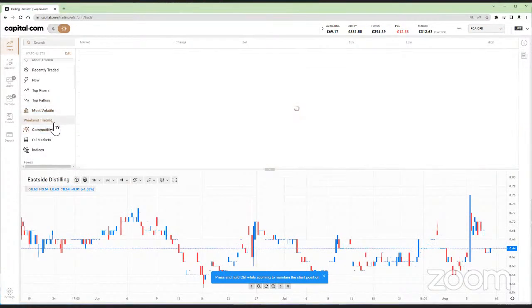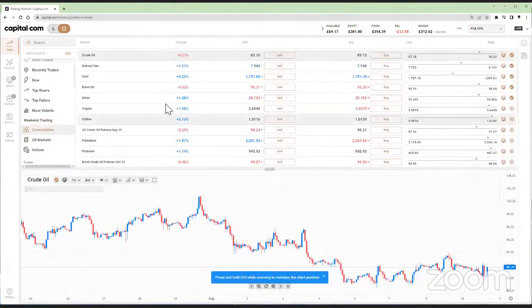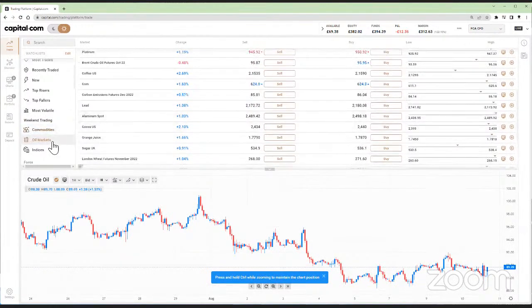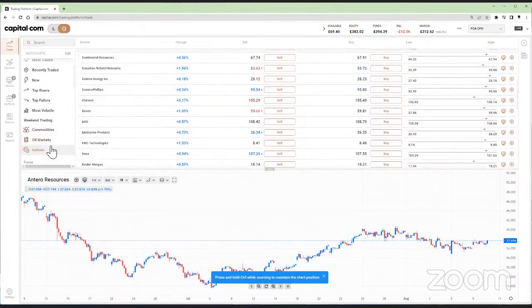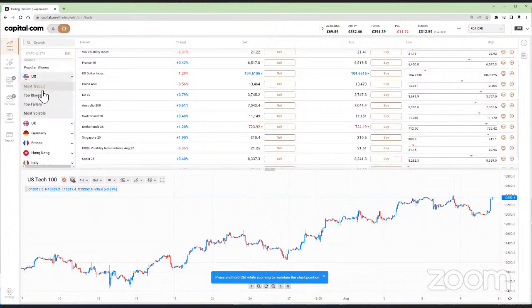Weekend trading, of course, the market's mostly closed at the weekend, so I think they've got these two you can trade at the weekend. Commodities, here they are. Oil, markets and indices, of course, which is just a bulk. Now you've got the Forex as well. These are the most traded pairs, and you can see quite a lot of them. And of course, you've got the US shares, the popular ones. So you can select based on the country. Okay, the most traded, etc. UK. So there are opportunities here if you want to go there.